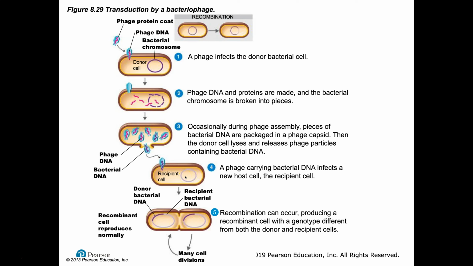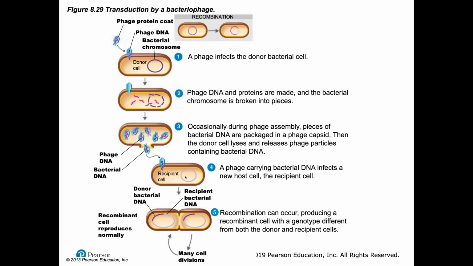So, on accident, viruses, phages can accidentally transfer bacterial DNA from one cell to another instead of viral DNA. It's very interesting in the way it works. I have links to videos on the last slide in this chapter that I would encourage you all to watch to help understand these a little bit better.